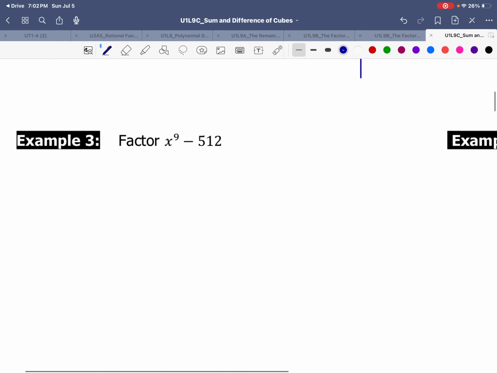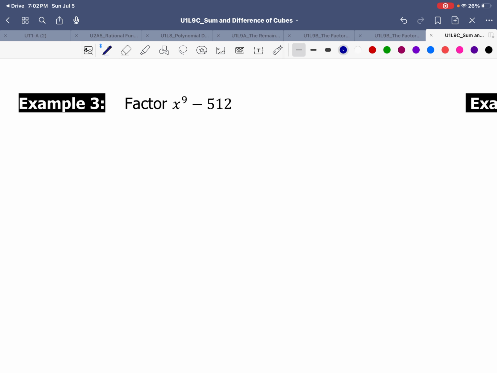Next, we have x to the power 9 minus 512. So things are getting more and more interesting. I see a power of 9. I never factored a power of 9, but I know that 9 is a multiple of 3. So I will try to write x to the power 9 as a power of 3. And I'm thinking the term that I have to put in the base here will be x cubed. Remember, the power law multiplies the powers.